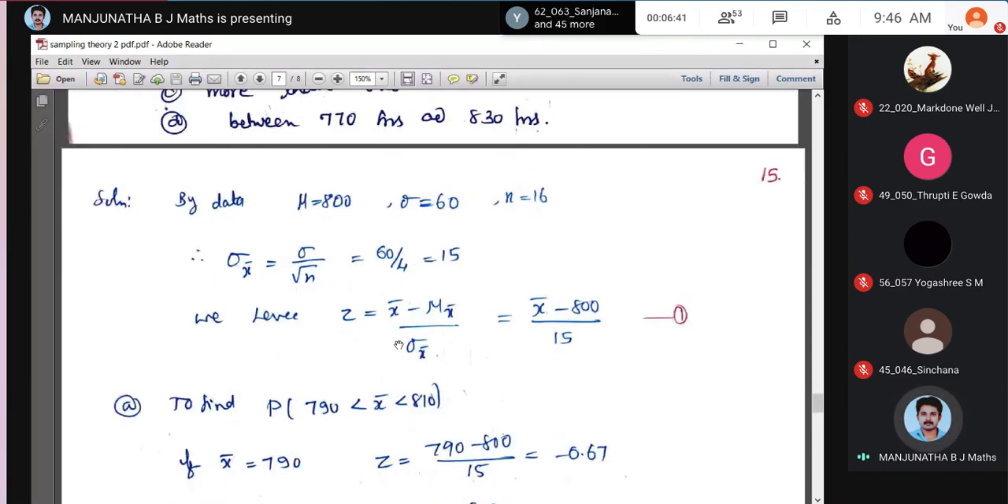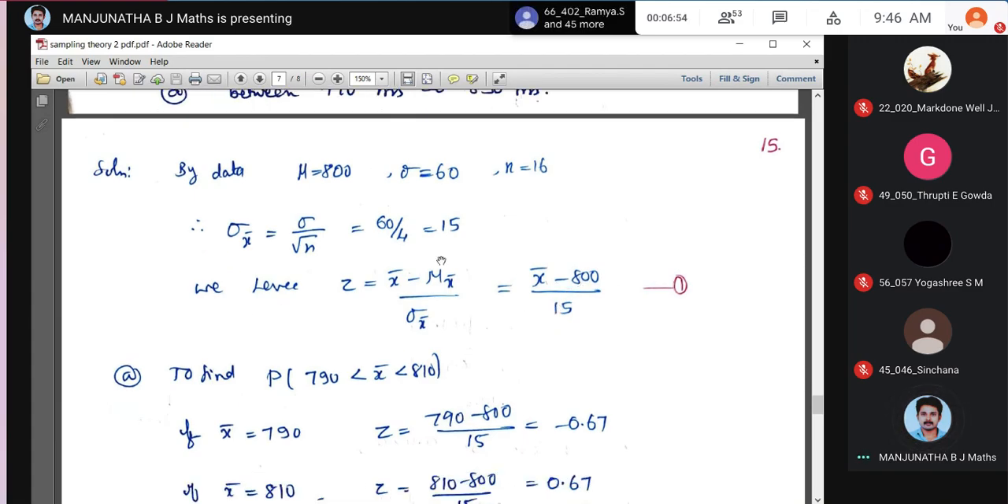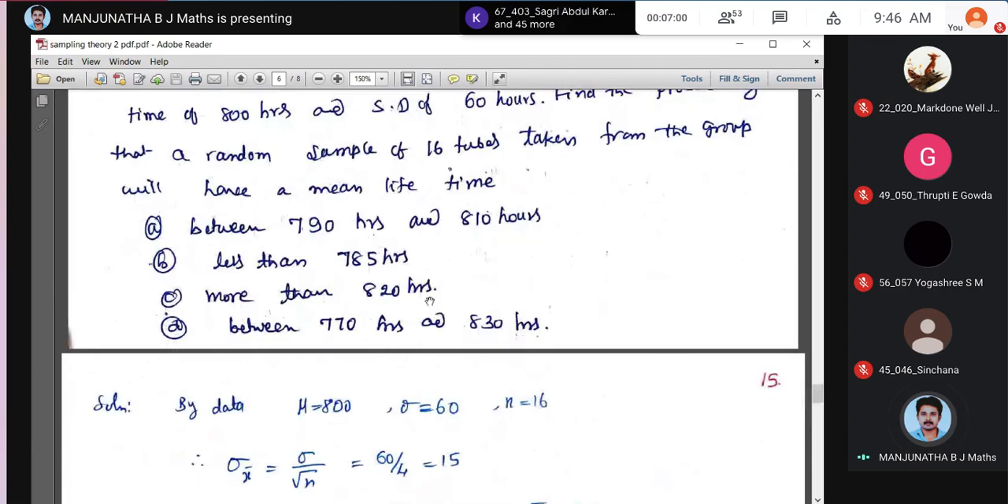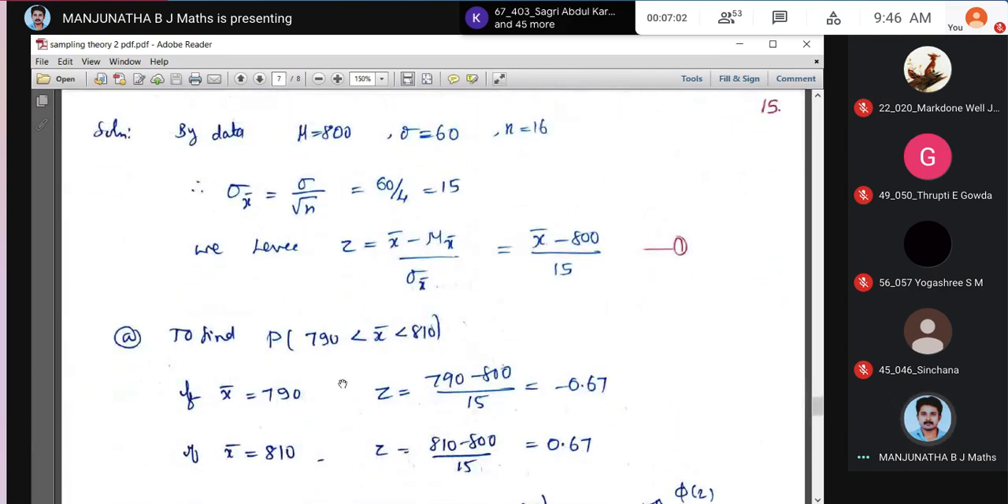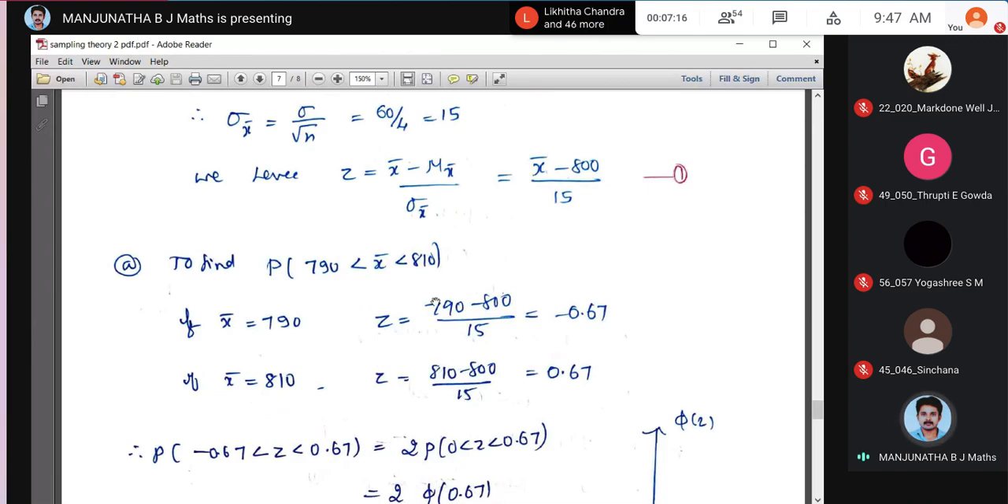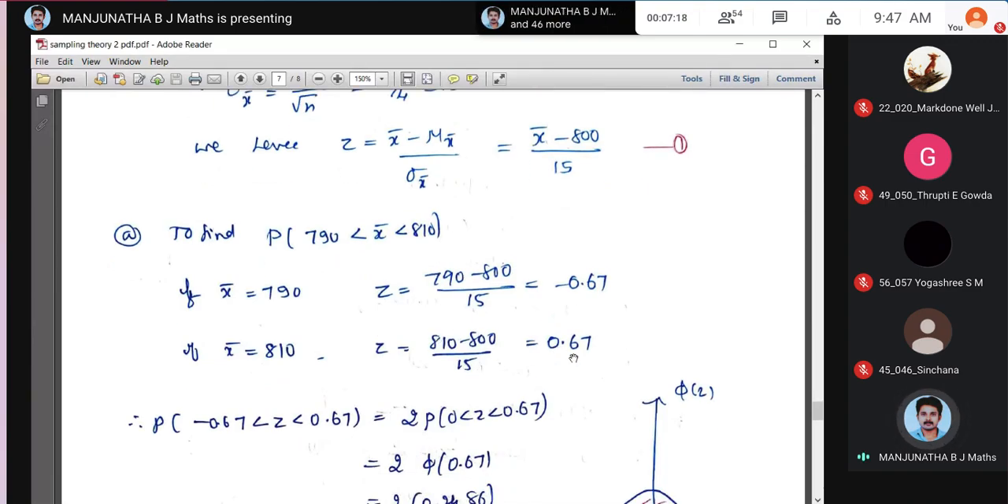Now we have the standard normal variate SNV that corresponds to the mean: z equals x bar minus mu x bar divided by sigma x bar. Here mu x bar is 800 and sigma x bar is 15. Now I want the probability between 790 and 810 hours. So the probability that x bar is greater than 790 and less than 810. If x bar is 790, z is 790 minus 800 divided by 15, that is minus 0.67. If x bar is 810, z is 810 minus 800 divided by 15, that is 0.67.